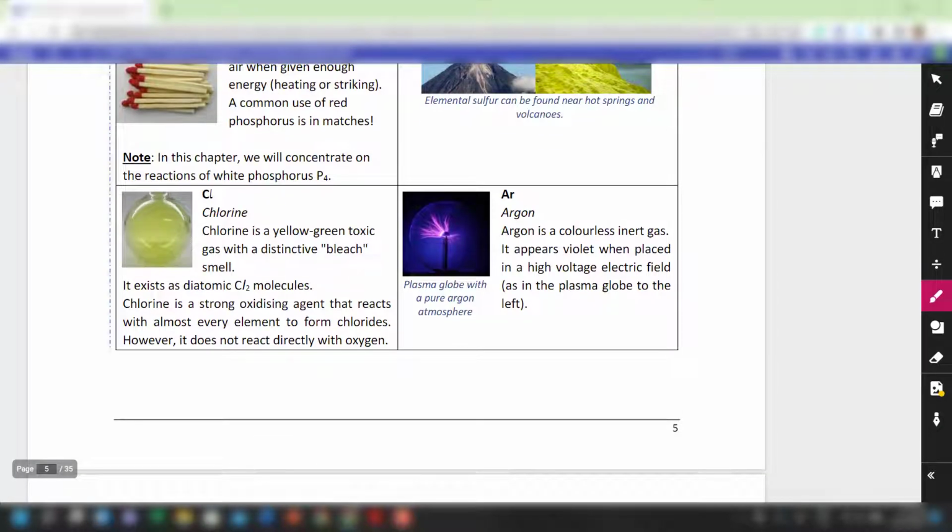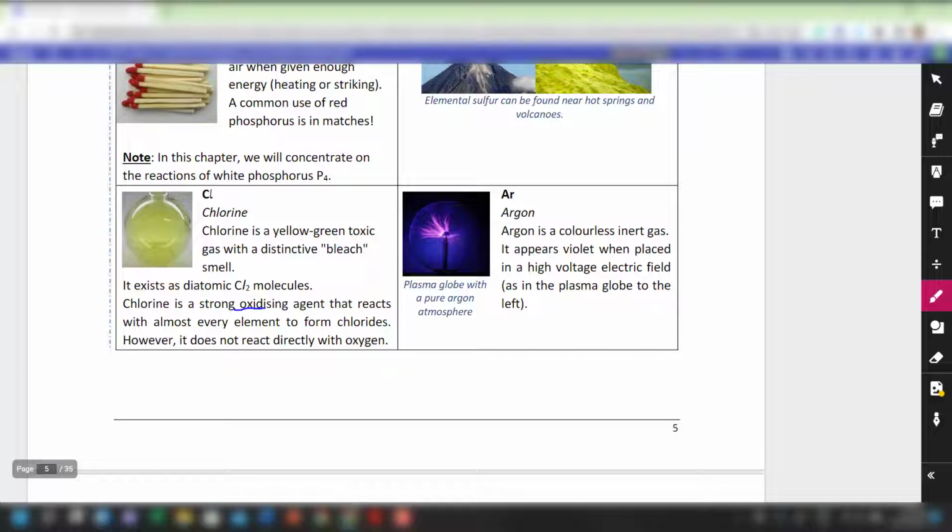Chlorine, yellow-green toxic gas. You will not have seen chlorine in its gaseous state, but you have seen chlorine in various forms, either in aqueous solution or dissolved in organic solvents. Okay, so it's a very strong oxidizing agent, so it will react with almost every element to form chlorides.